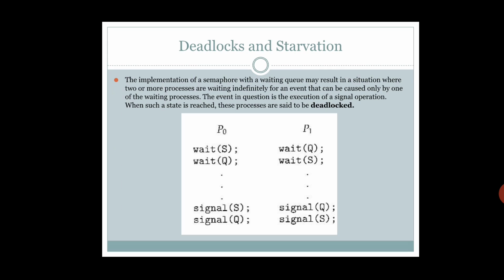The implementation of semaphores with a waiting queue may result in a situation where two or more processes are waiting indefinitely for an event that can be caused only by one of the waiting processes.